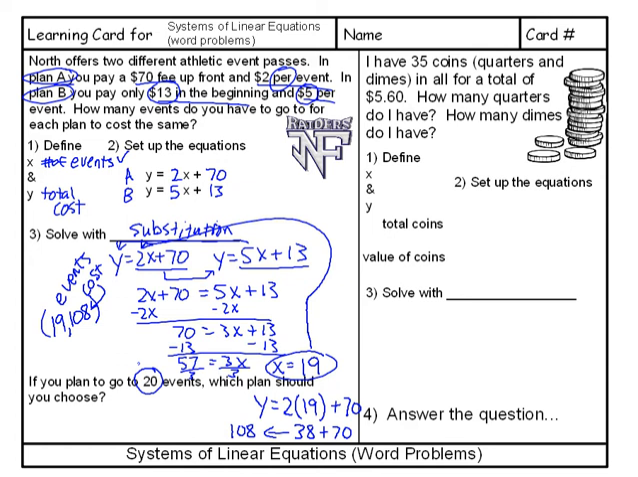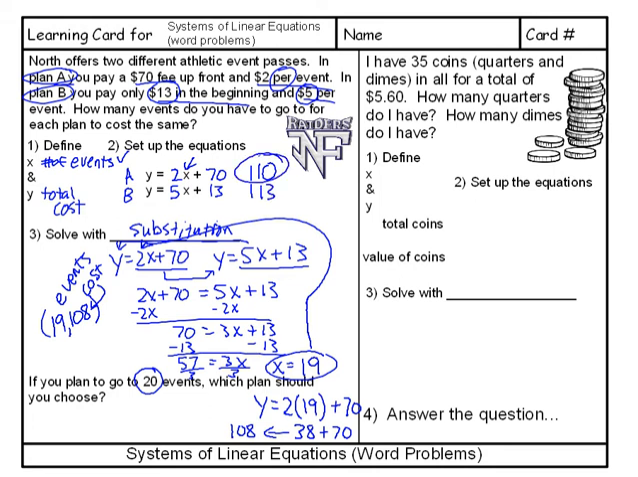If you plan to go to 20 events, which plan am I going to choose? That's past the point of intersection. So I'm going to plug 20 into each one and find out which one costs the most. I plug it into this one, I get 40 plus 70, 110. I plug it into the other one, I get 100 plus 13, 113.